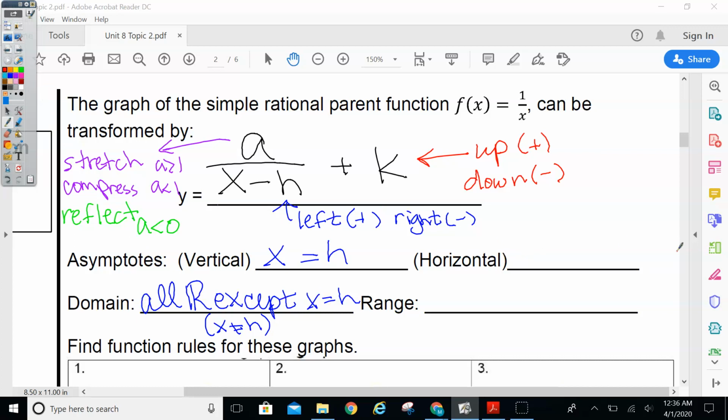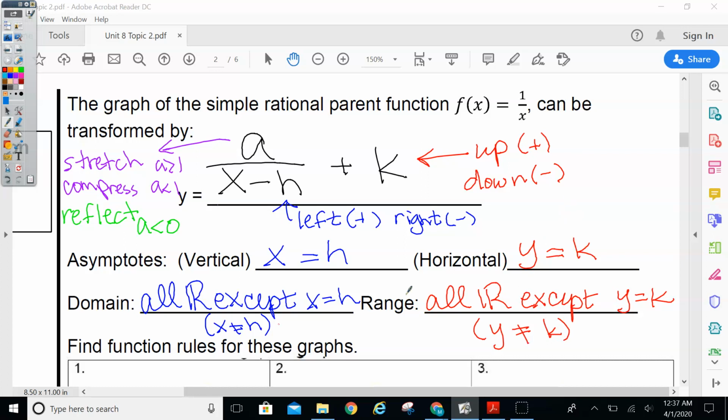Okay, the horizontal asymptote is determined by the k. So whatever the k value is, that changes your horizontal asymptote, which is y equals. So in this case, y equals k. And that affects your range. So now we say the range is all real numbers except that value. Because remember, the asymptote is what it cannot be. It cannot be these numbers. So it's all possible numbers except this one value, which is k. Again, another way of saying that is just that y cannot equal k. But this is it in words.